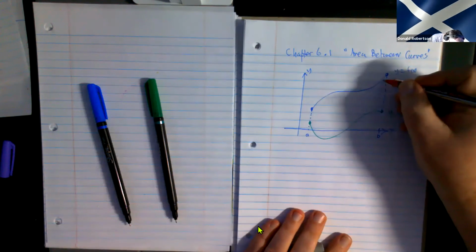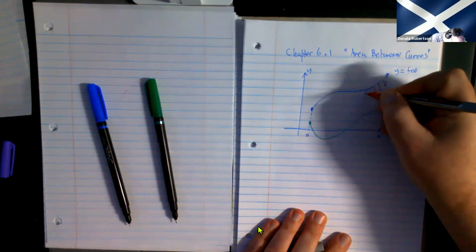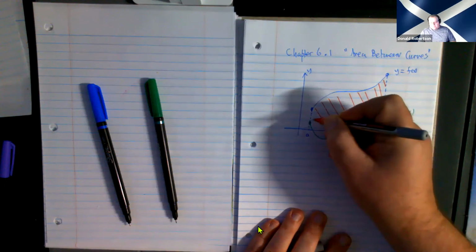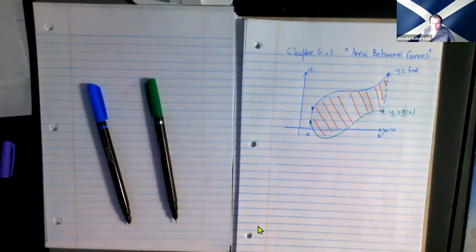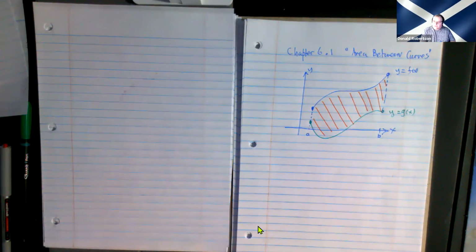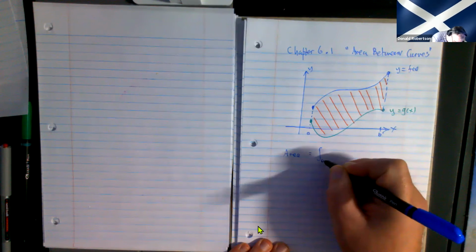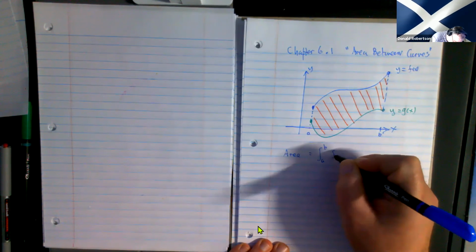And the area between the two curves is this area here that reminds me of a fish, right? It looks a bit like a fish, right? That's what we're trying to find. The area between two curves, f of x and g of x. And this is how you do it. It's the integral from a to b of f of x, take away g of x.